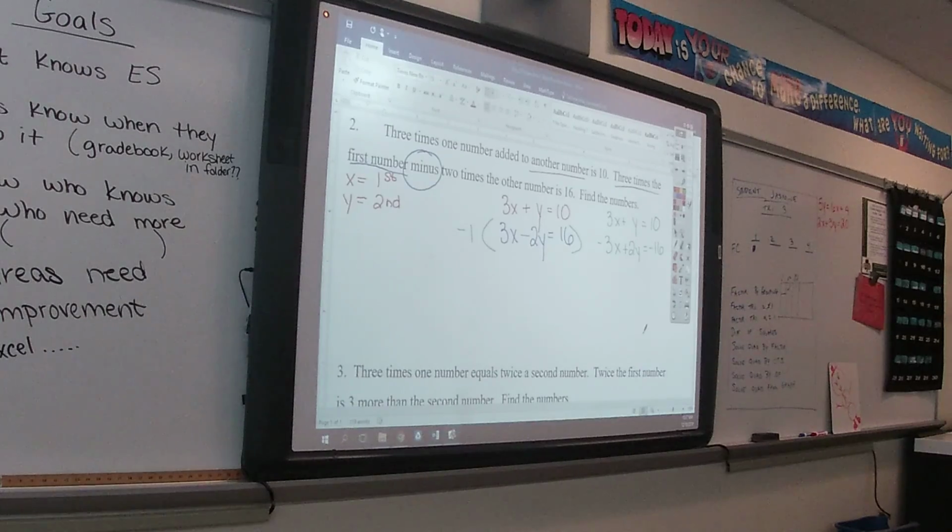I have a question. Does the x have to be first in your answer? Like, could you say 3y plus x equals 10? Oh, yeah, you could go either way.